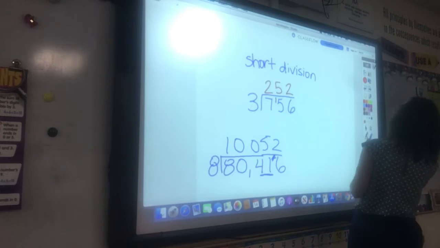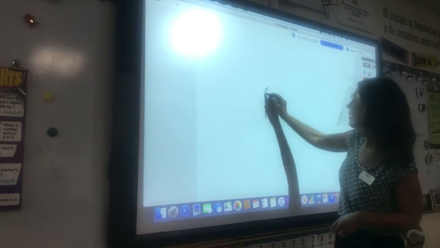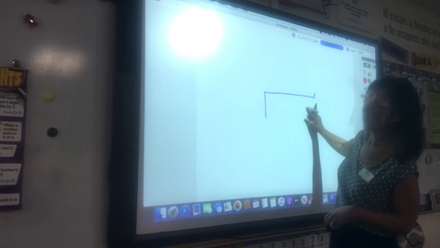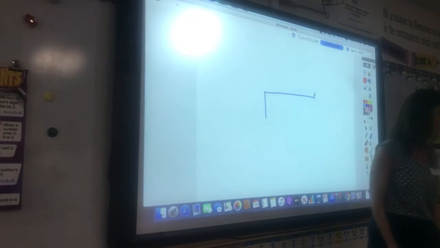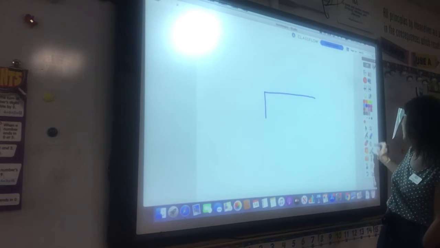Don't forget to make sure in the dividend, that's the thing underneath here, that you space out your numbers, because you're gonna be writing with a marker, and since markers write kind of fat especially, you wanna have a lot of space in between your numbers there.